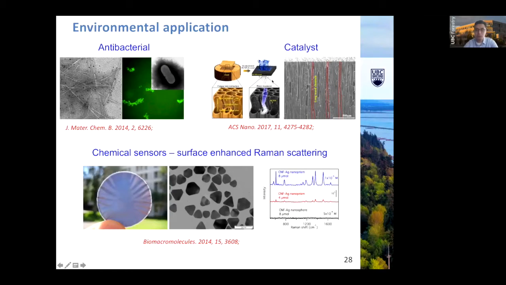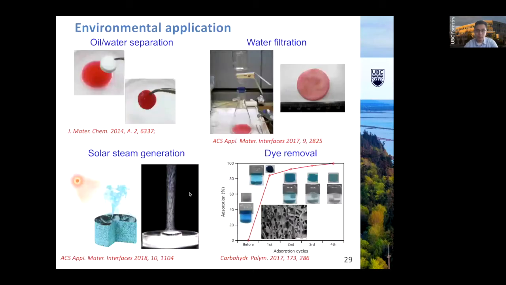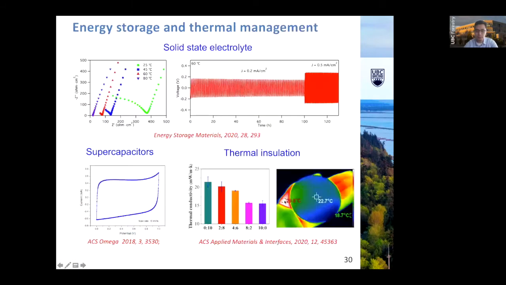For this one, the wood structure can be decorated with platinum nanoparticles and serve as a catalyst for water treatment. And also, we synthesized a triangular shaped anisotropic silver nanoprism, which can be used for surface enhanced Raman scattering. The aerogel is most often used for water treatment, for example oil water separation by absorption or by filtration, as well as solar steam generation, as well as dye removal.